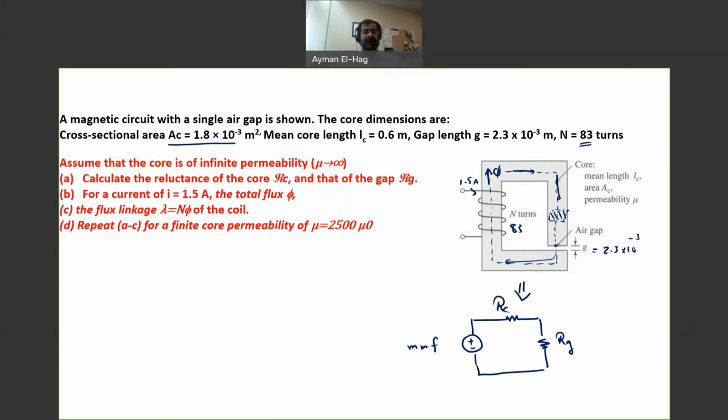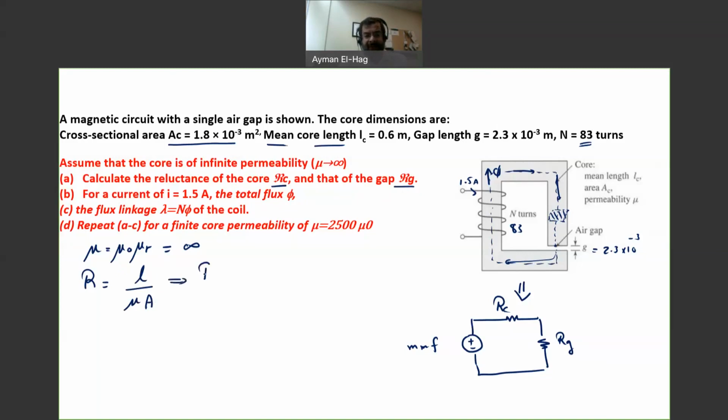For the first part in this question, we will assume the permeability, mu, which is equal to mu 0 times mu r, is equal to infinity. So we have a perfect magnetic material. Under this condition, we want to find the reluctance of the core and the reluctance of the air gap. The reluctance formula, generally speaking, is equal to l, which is the mean length, divided by mu, the permeability, times the cross-sectional area. That is the general formula for the reluctance.